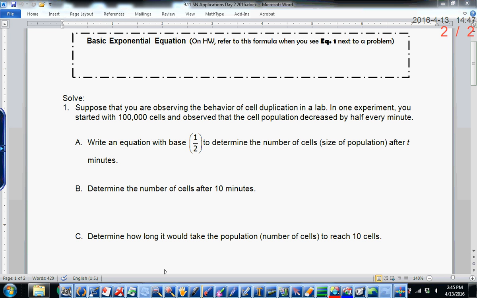So our first equation that we are going to talk about today is the basic exponential equation. That is the equation y equals a times b to the x power. Okay, this is the one you've seen before. This is the one you're really comfortable with. A is the initial or starting value, and b is the constant multiplier.